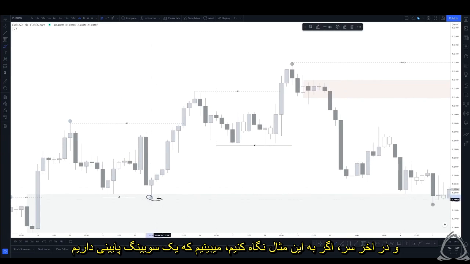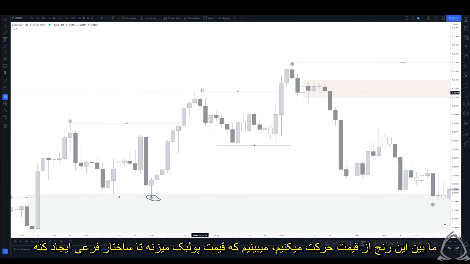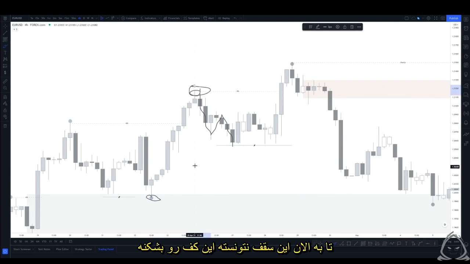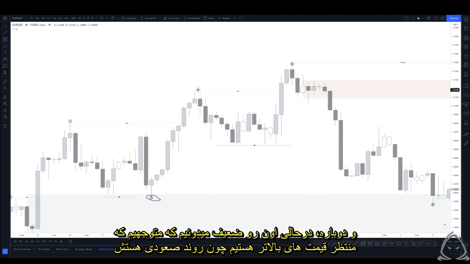And finally, we'll look at this example. We can see that we have our swing low, we have our swing high. We're operating within this range in price. We can see that price then begins to pull back, creating substructure. This high so far has not been successful in taking out this low. Therefore, we're viewing it as weak. And again, we're viewing it as weak under the understanding that we are already expecting higher prices because we are in a bull trend.